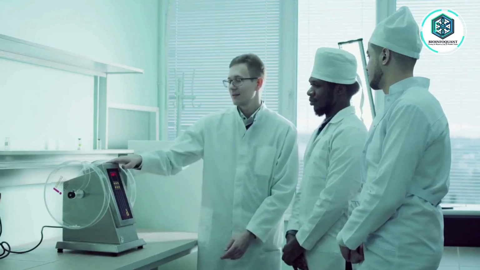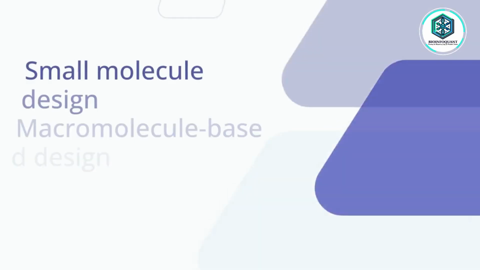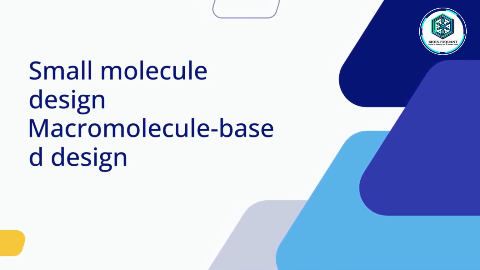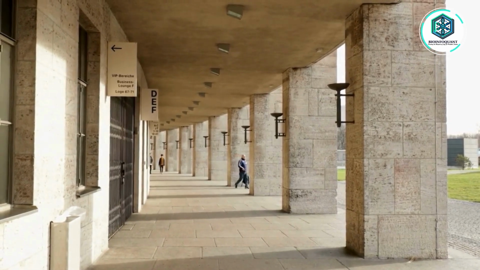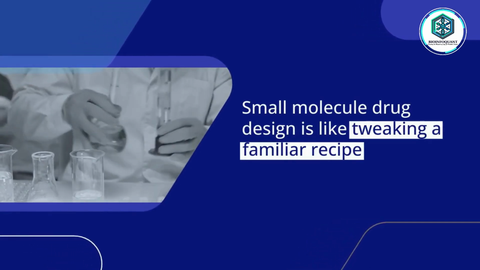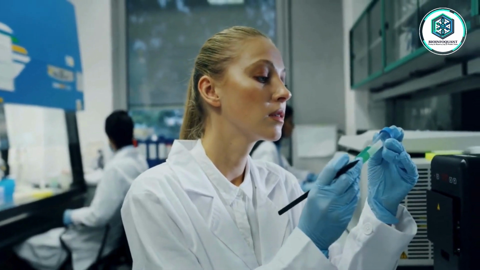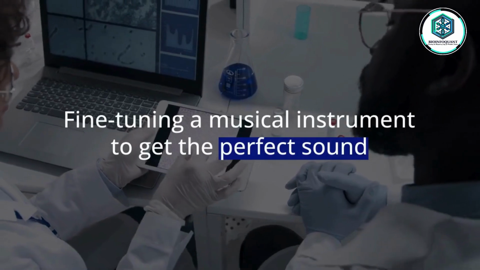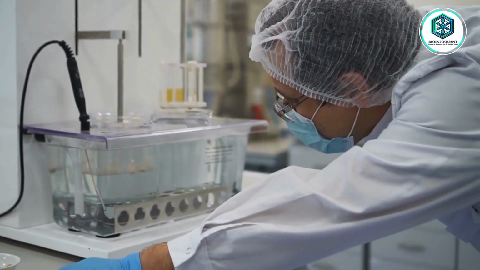Let's start our quest to understand how scientists are using computers to create these life-saving treatments. Our sources suggest there are two main paths we can explore: small molecule design and macromolecule-based design. Where should we begin? Let's start small, literally. Small molecule drug design is like tweaking a familiar recipe to make it even better. We're taking existing drugs and making subtle changes to their structure to improve their effectiveness or reduce side effects. Think of it as fine-tuning a musical instrument to get the perfect sound. So instead of starting from scratch, we're building on what we already know works.